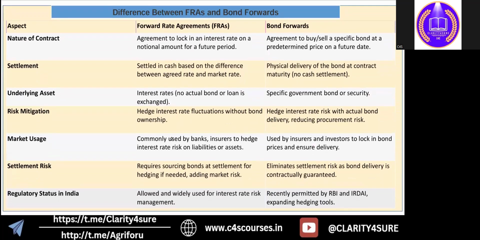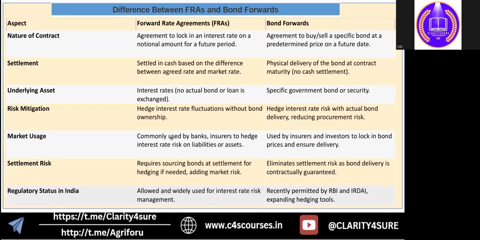यहाँ पे कुछ डिफरेंस पॉइंट्स हैं, you can go through these, the primary difference between the FRAs and the bond forwards. Nature of contract: see here, agreement to lock in the interest rate on the notional amount for a future date. Here, agreement to buy or sell a specific bond at a predetermined price on a future date. यहाँ पे bond की बात है, यहाँ पे interest rate की बात है.